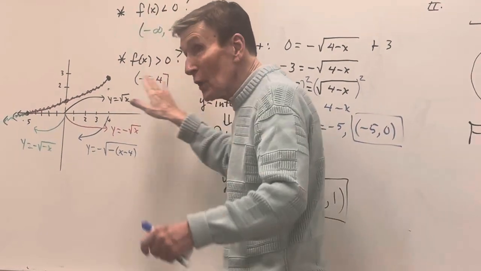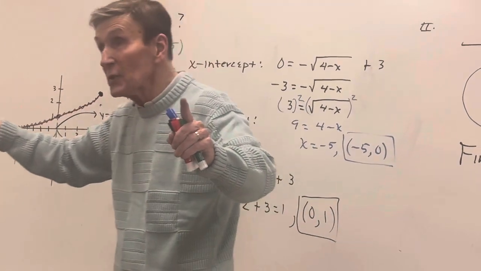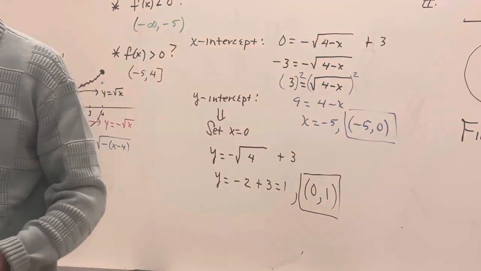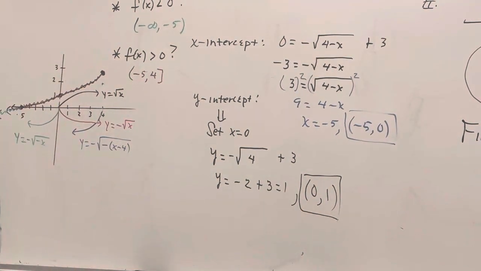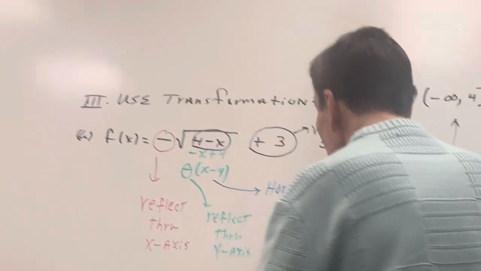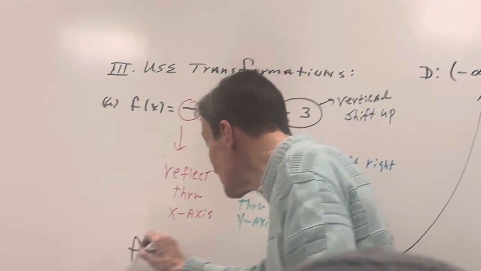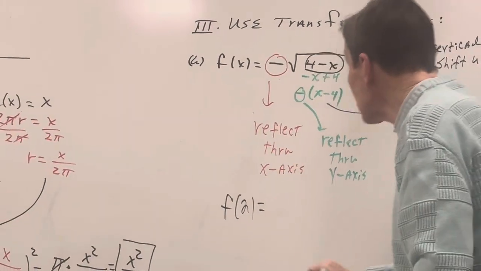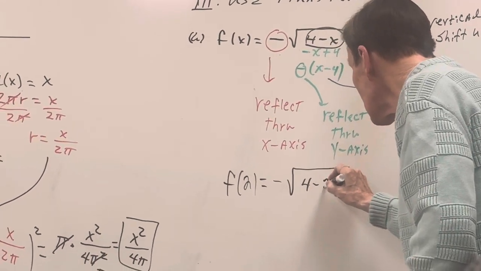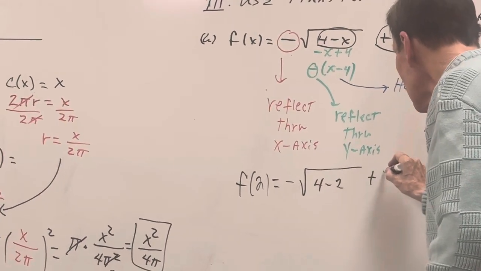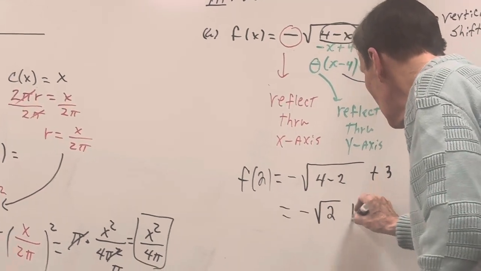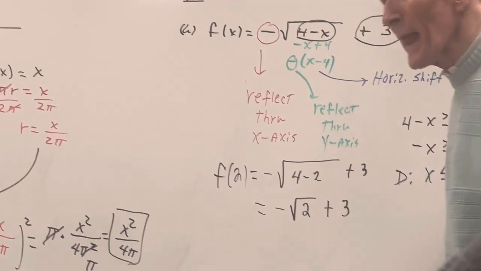Can anyone give me a choice of a number caught between, there's an infinite number of numbers. Can you give me one caught between negative 5 and 4? There we go. 2? 2's caught. We'll try 2 here. F at 2 is negative square root of 4 subtract 2, you have to use a 2 there, plus 3. This becomes negative radical 2 plus 3.